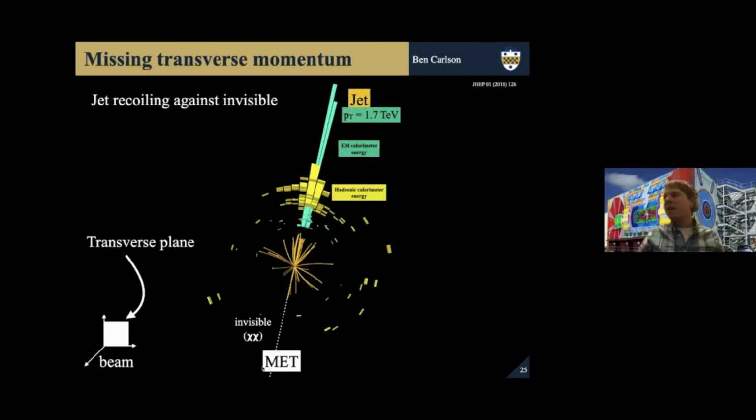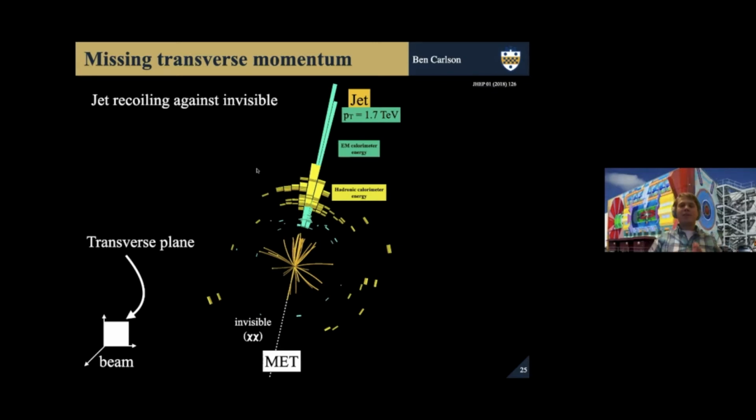So that could be a dark matter candidate. It could be a standard model neutrino, but you know that there's something in this event that had about 1.7 TeV of momentum.